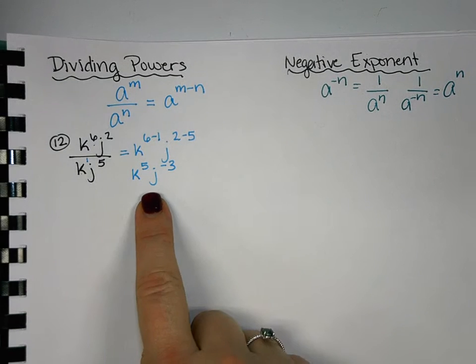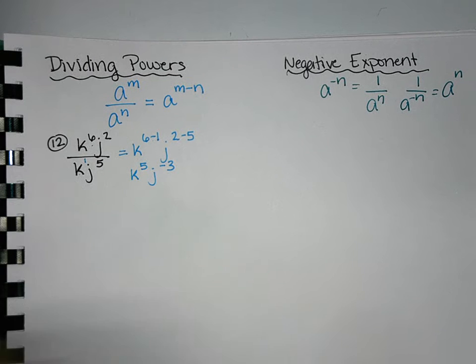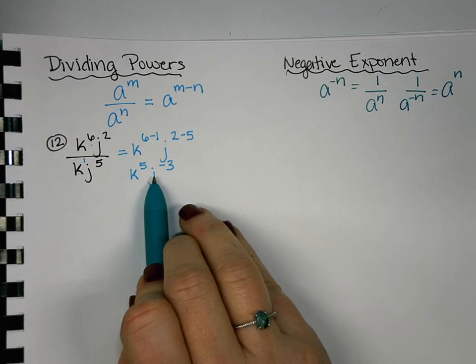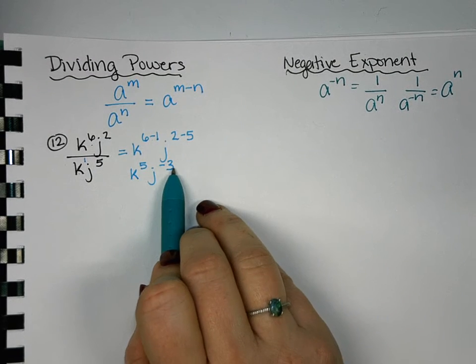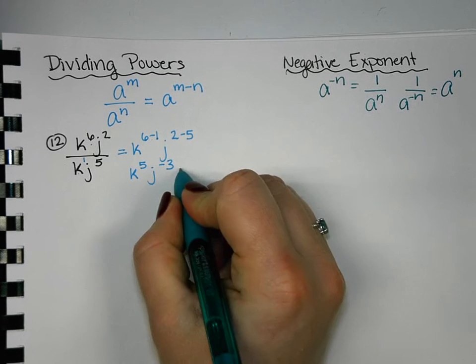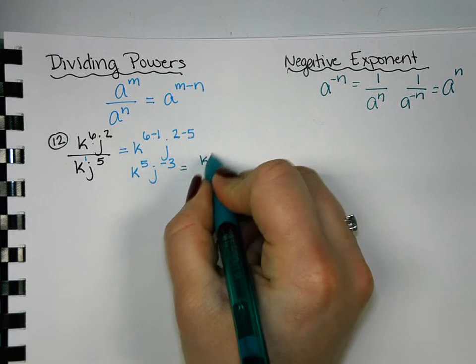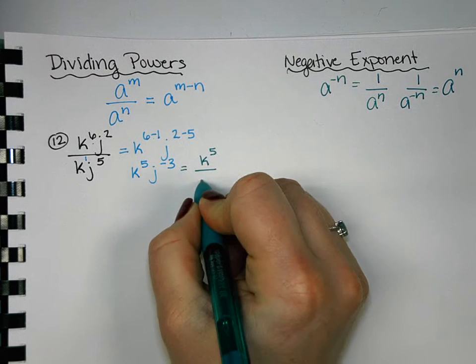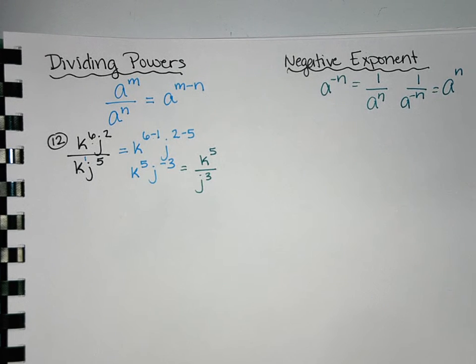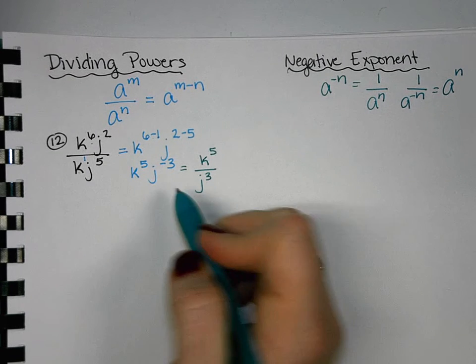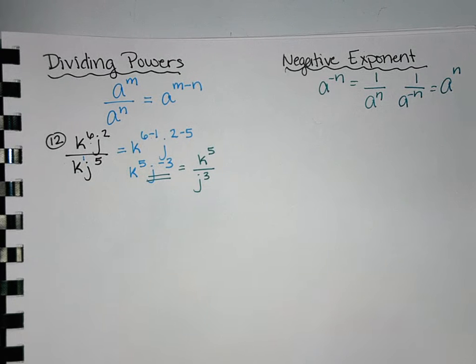So with where we left off on this one, the j has a negative exponent. So how do we make that positive? We keep the k to the 5 on top, but we move j to the 3rd to the bottom, and we now have a simplified answer with no negative exponents. So again, only the j had the negative, so only the j moved to the bottom.